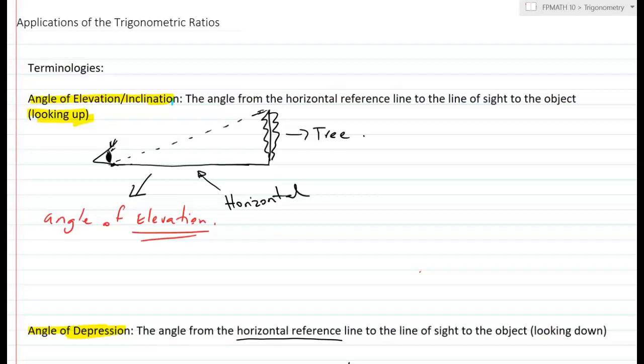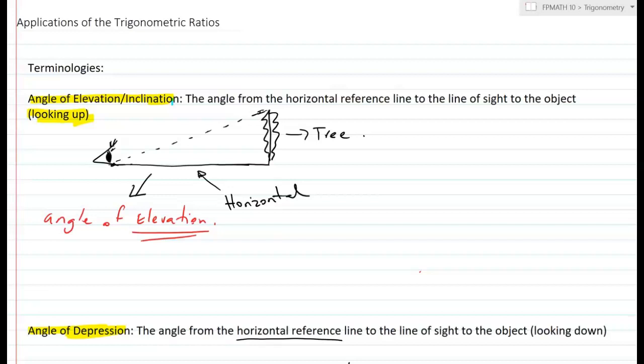Okay, hello again. So today we are going to talk about applications of the trigonometric ratios and how we're going to use trigonometry to solve word problems. So first we have to define a couple of things: angle of elevation, or inclination, and angle of depression.